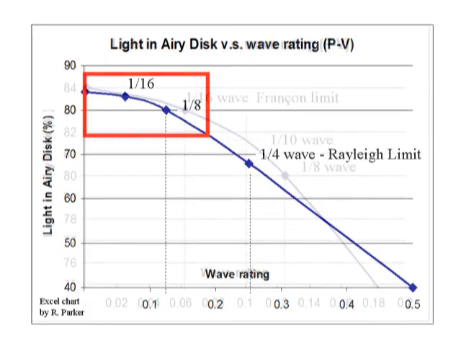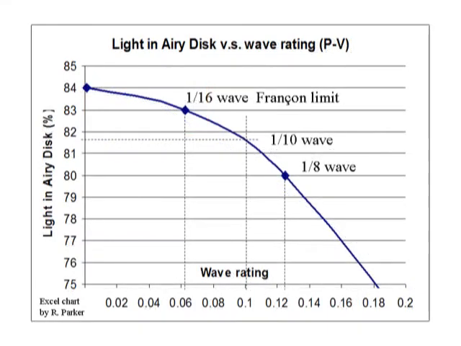I'm just going to zero in now on that particular section of the curve. Here's an 1/8 of a wave. Here's a 1/10 of a wave. A 1/10 of a wave is 81.6% of light in the central Airy disk versus the Fresnel limit, which is 83%. And I'm telling you, I would want anyone in this room to stand up and be counted if they think they can tell the difference between 81.6% light in the Airy disk and 83%.